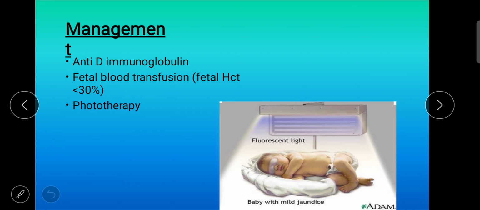Next is management. The management is anti-D immunoglobulin. It's very important if it is found out in the earlier cases. So this anti-D immunoglobulin will be given, which will not allow the mother's body to develop the antibody against the baby's bloodstream. And fetal blood transfusion and phototherapy.